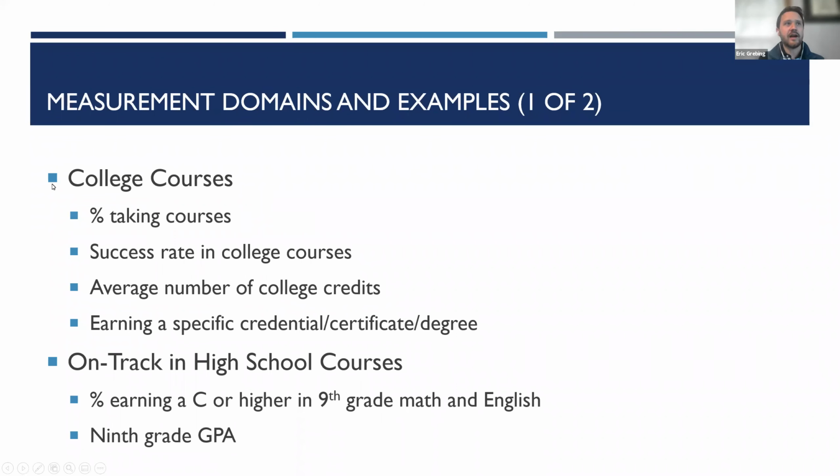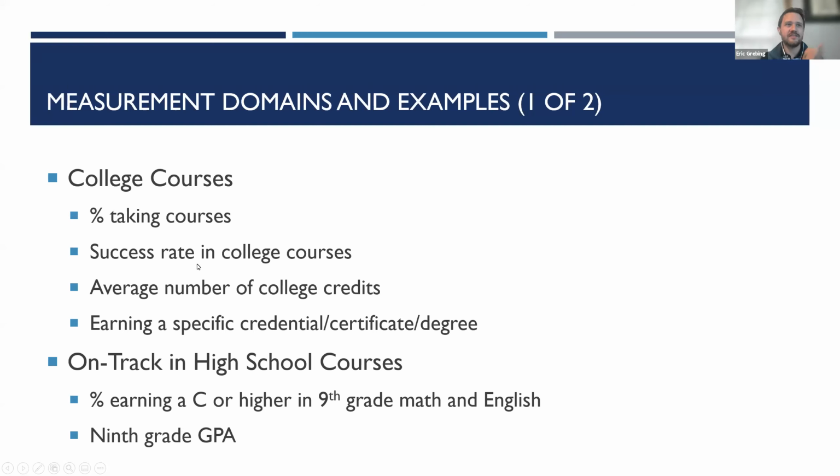So if you'll notice here, one of the buckets is college courses. But there's a lot of different ways that you can think about measuring college courses. So if you have a program that's thinking about really expanding access, then looking at the percentage of students who are taking college courses may be the best example for you to have. If, however, your program is more focused on the attainment of a specific credential, just counting the percentage of students taking courses may not be the best measure.